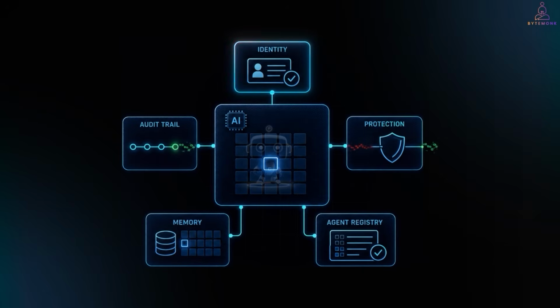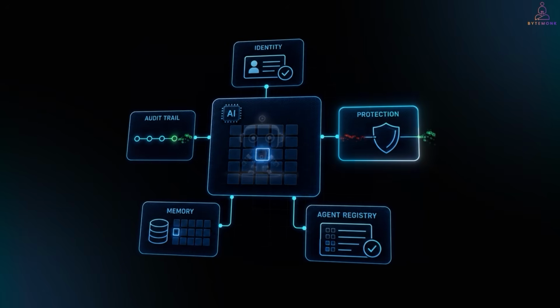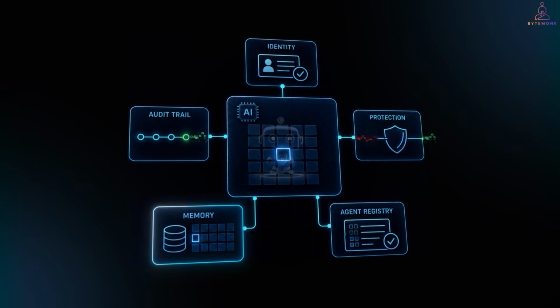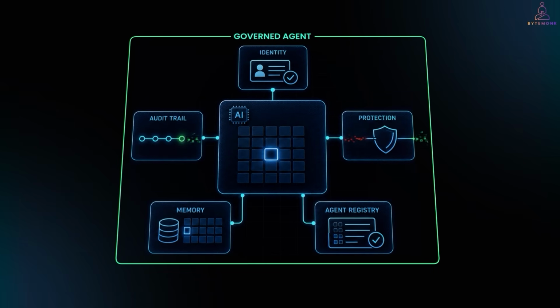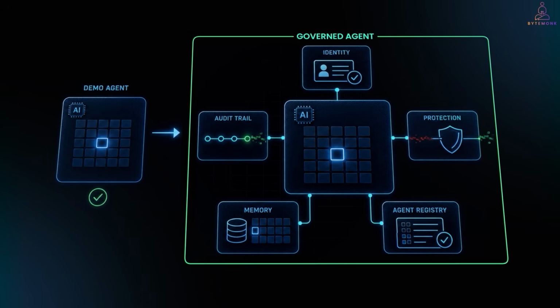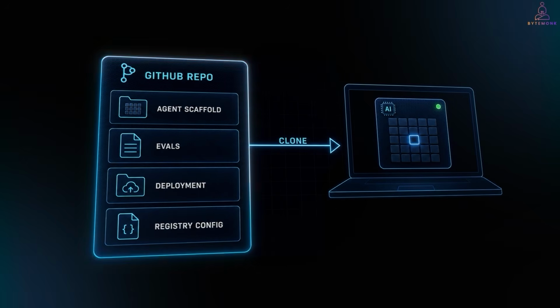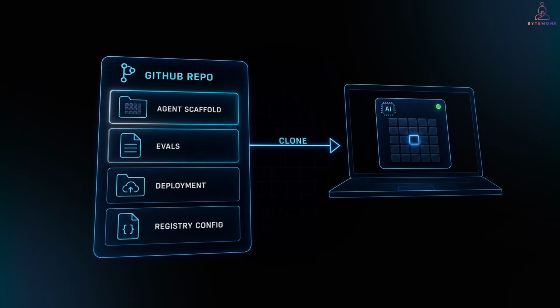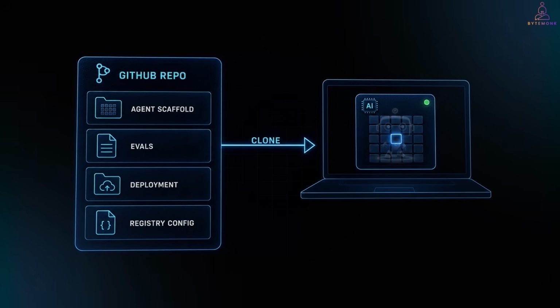And identity, a traced audit trail, protection against prompt injection, memory that stays across sessions, and a governed inventory through Agent Registry. That's the difference between an agent that works in a demo and an agent a company can actually govern. The whole project is in the GitHub repo linked below, the agent scaffold, the evals, the deployment, and the registry configuration. Clone it and build the same thing yourself.